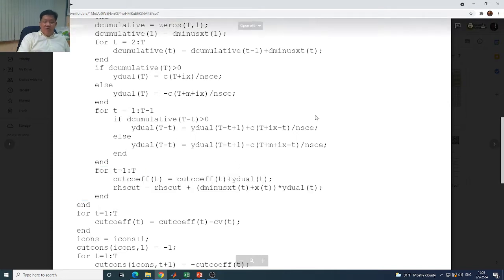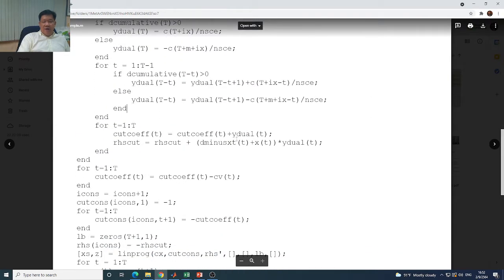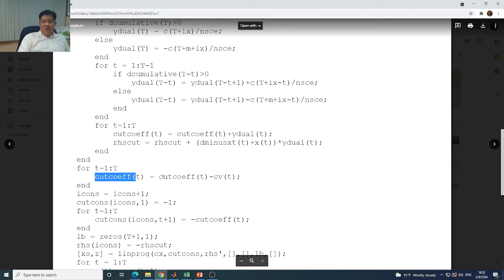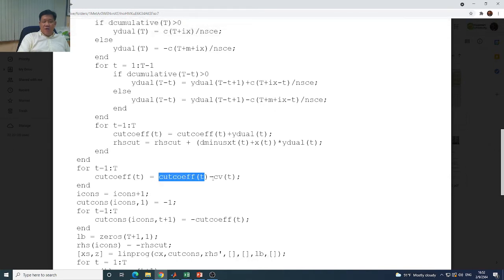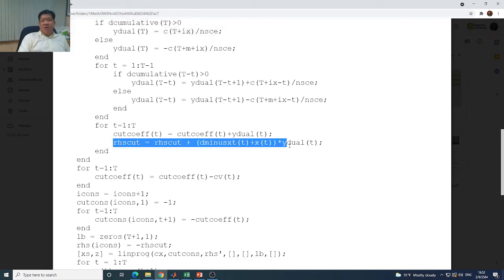You can just do this for each scenario. For each scenario, you start to find the cumulative of y dual for period t. That's part of the cut coefficients, and also the resulting cut coefficient. Once you get all the cumulative values, you minus the original cost of the variable for each t, small t, for t equal 1 to capital T. And the right hand side is the same.